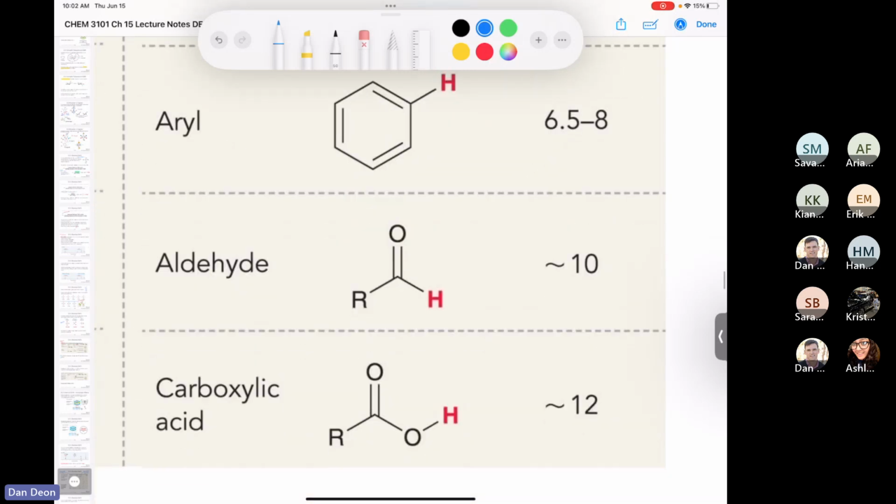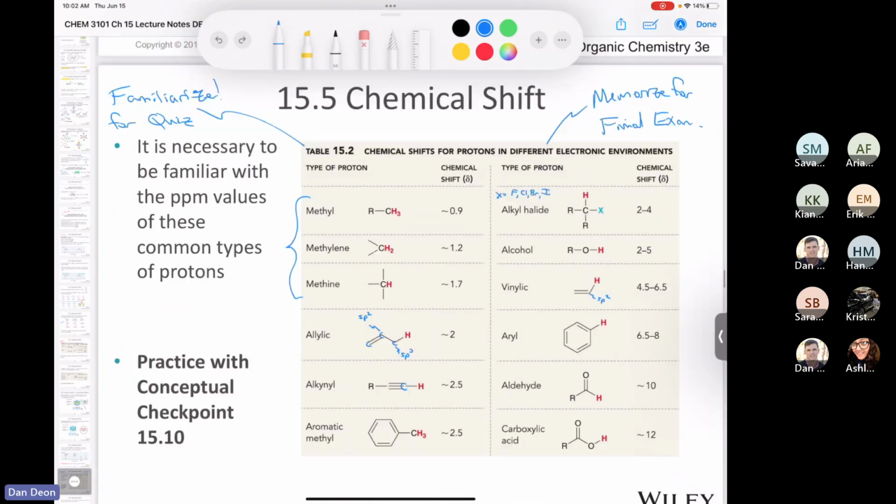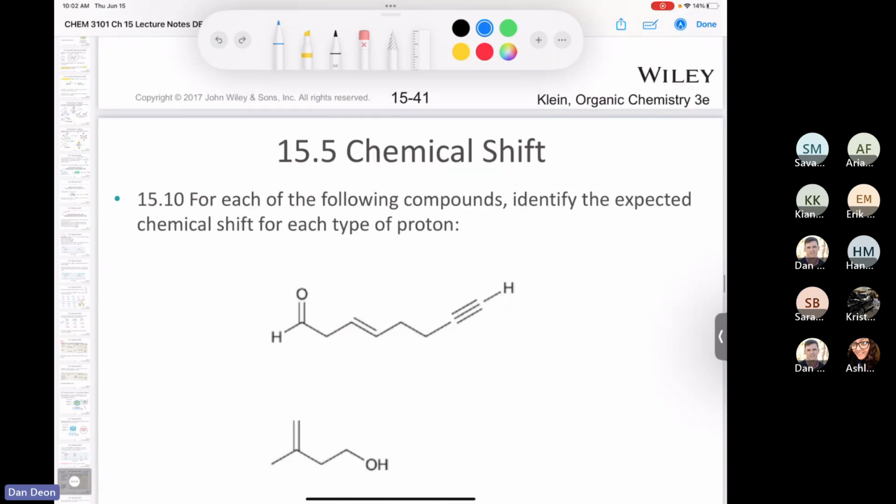Ones that are easier to remember are aldehyde. The only thing that we ever see that comes out at 10 parts per million is an aldehyde. And the only thing we ever see that comes out at 12 is a carboxylic acid. So usually if you have a signal at 10 or 12, you can figure it out right away. This is an aldehyde or this is a carboxylic acid. All right, so those are the chemical shifts that you are going to need to know.